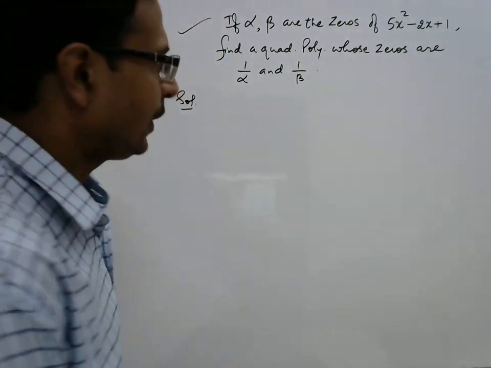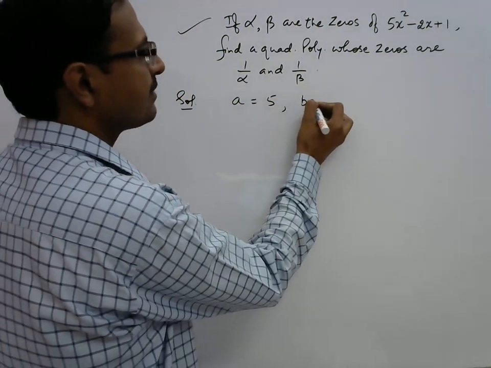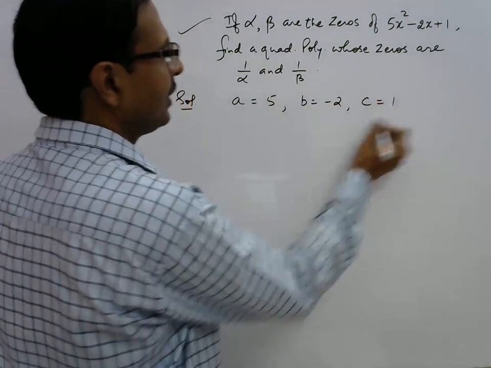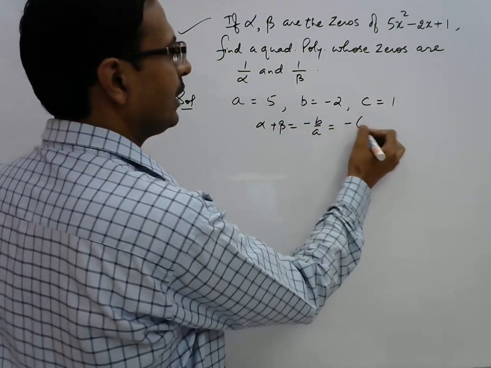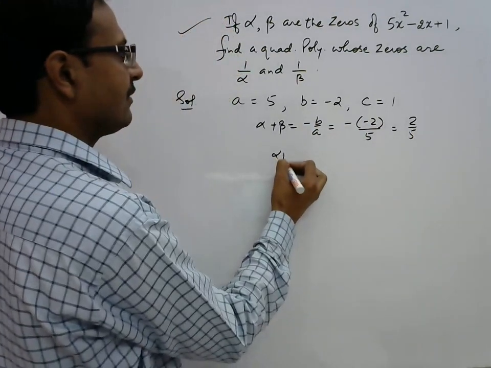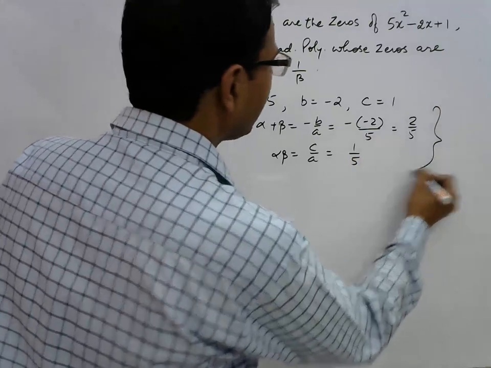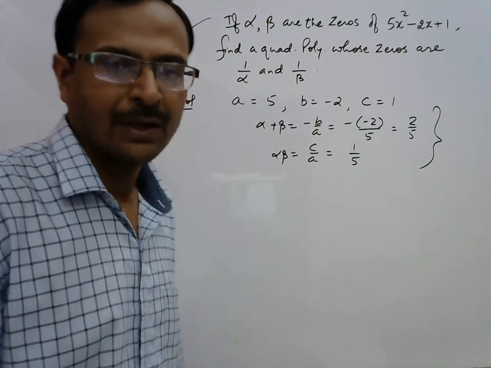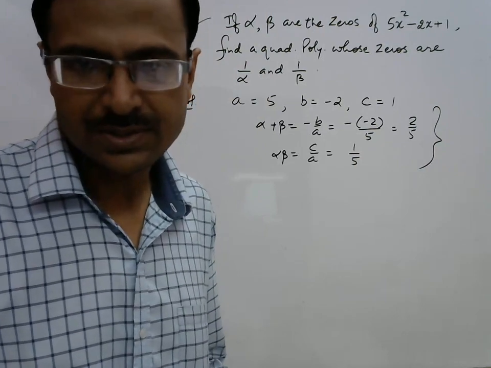Okay. So now for solving this, the value of A is 5, the value of B is minus 2, and the value of C is 1. So we have alpha plus beta is minus B upon A. So just substitute the value, minus B upon A, this is 2 upon 5. And what is alpha beta? It is C upon A, that is 1 upon 5. So once you get the values of alpha plus beta and alpha beta, now we can get on with the remaining part of this question.